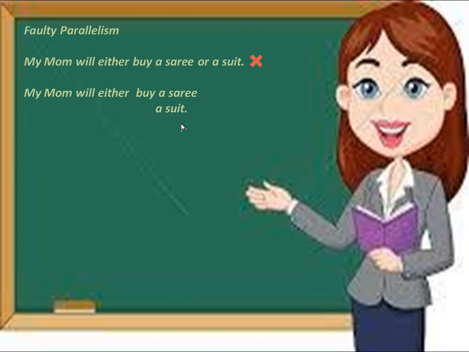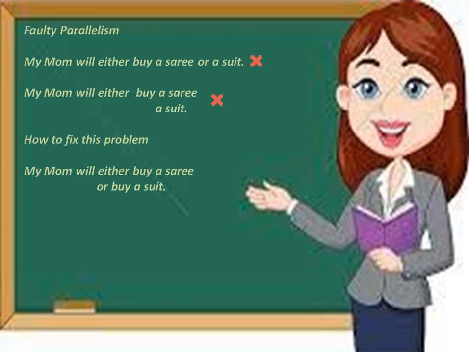So once we see the problem, we can find several ways to fix it. For example, you could do it this way. My mom will either buy a sari or buy a suit. So what are you doing? You are making parallel verb phrases here. And we can also make parallel noun phrases, this way, the second way. My mom will buy either a sari or a suit. So any of these solutions is fine.